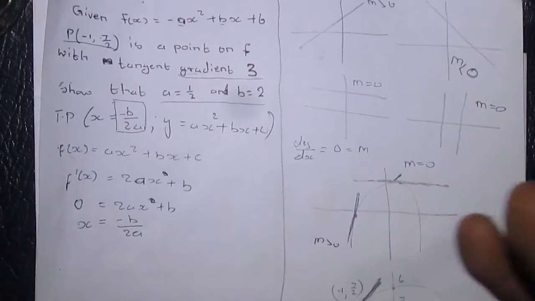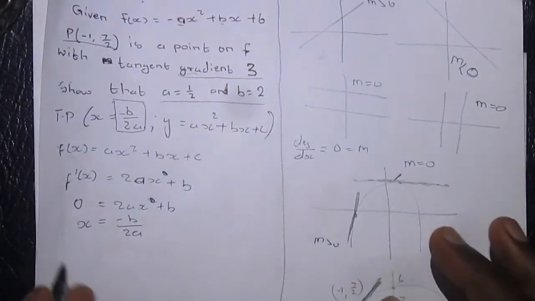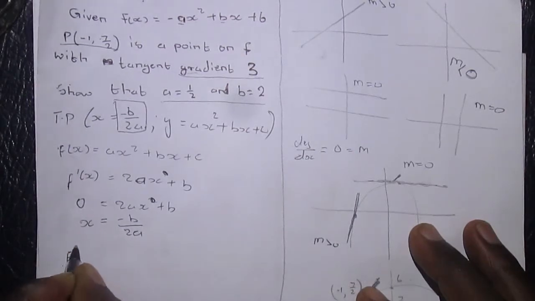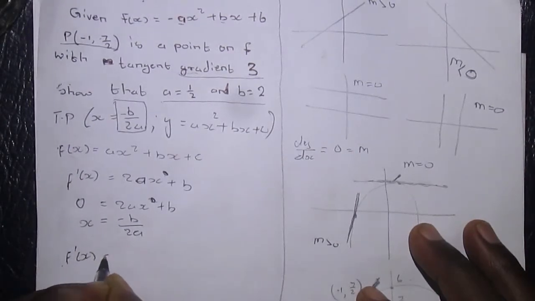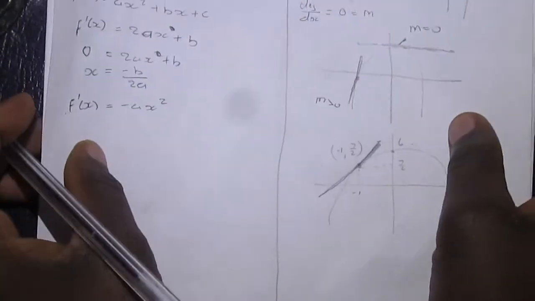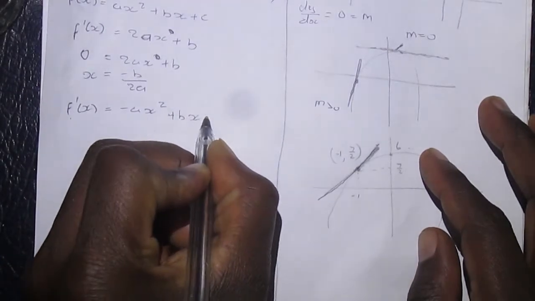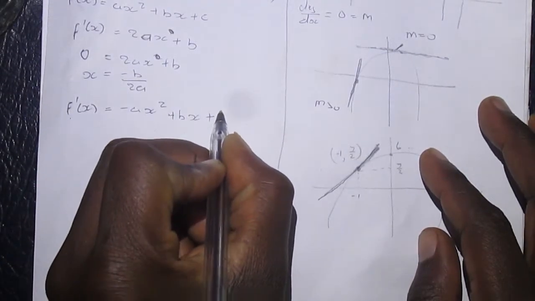Now we're going to use the same analogy to answer this question. We're going to start by deriving the first part. The derivative of f of x is equal to minus ax squared plus bx plus 6.